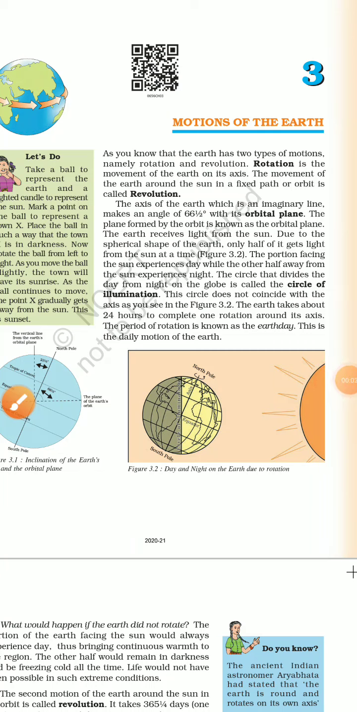Hello students. In this video today, we are going to start with chapter number 3, Geography, Motions of the Earth. In the previous two chapters, we came to know about different kinds of information related to the Earth. That is, Earth is a planet in the solar system. It moves around the sun in an elliptical orbit. The Earth is flat on the poles and round in the middle. Certain imaginary lines run through the Earth.